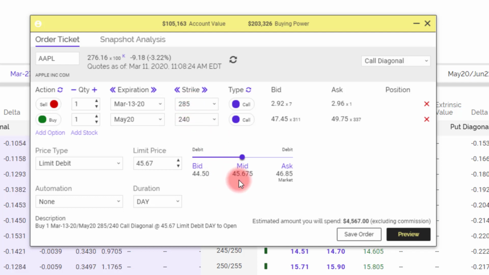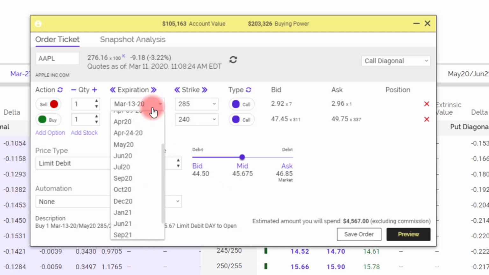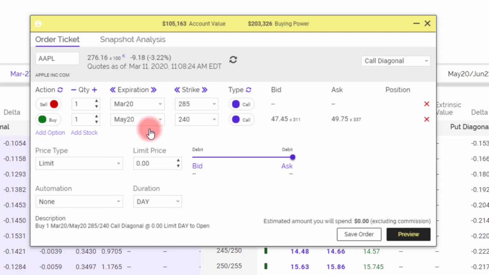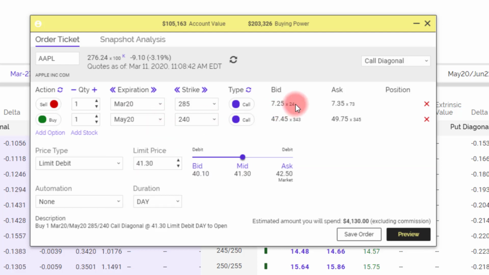So getting better. I could also increase the days to expiration here. Instead of going March 13th, maybe I come out to March 20. That will increase the price that I get and therefore reduce my debit. Now I have a $45 difference in strikes and a cost of a little over 41. This would be a potentially good one to use.